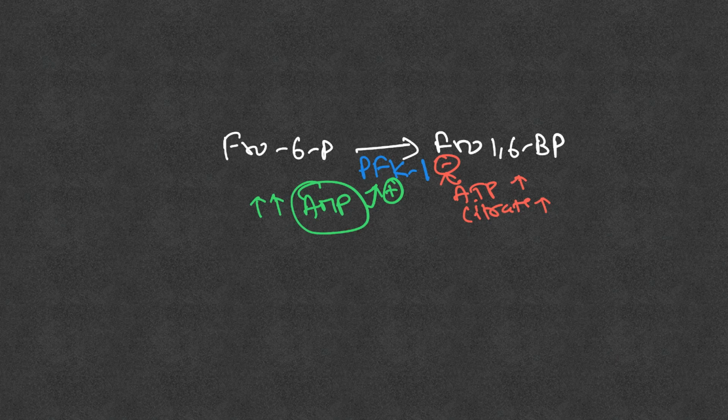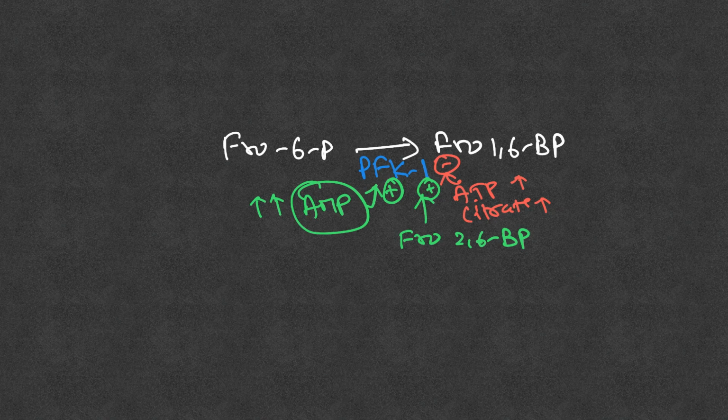Now there is another positive modulator, especially in the liver, in the hepatocyte. It is fructose 2,6 bisphosphate, fructose 2,6 BP. Whenever its concentration is high, it will have a positive effect on PFK1. So depending on the concentration of fructose 2,6 bisphosphate, the glycolysis pace can be altered.